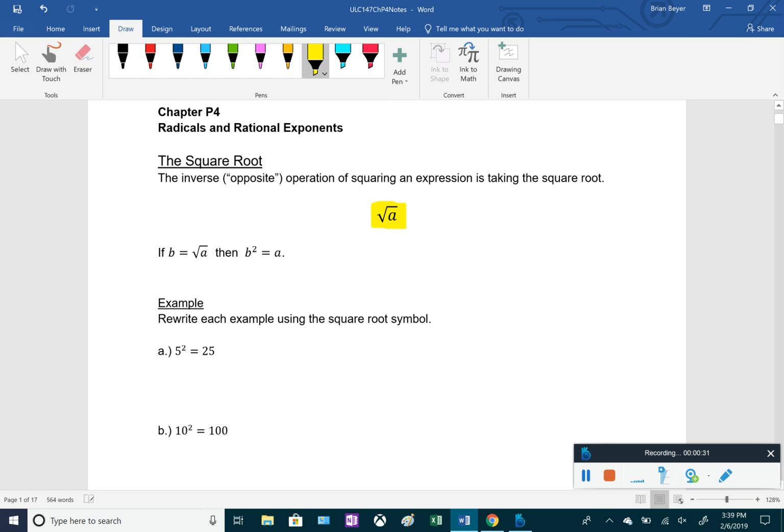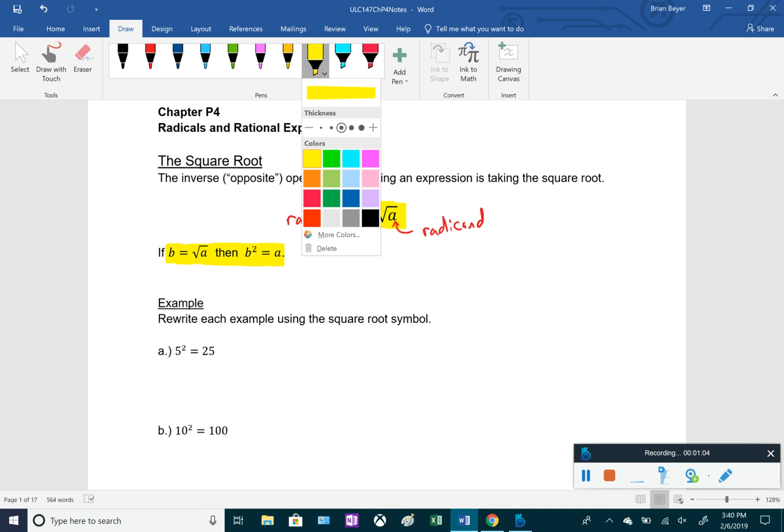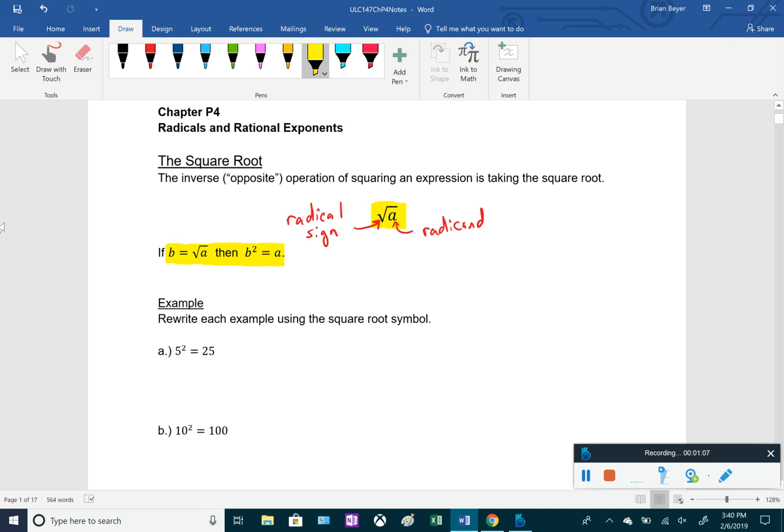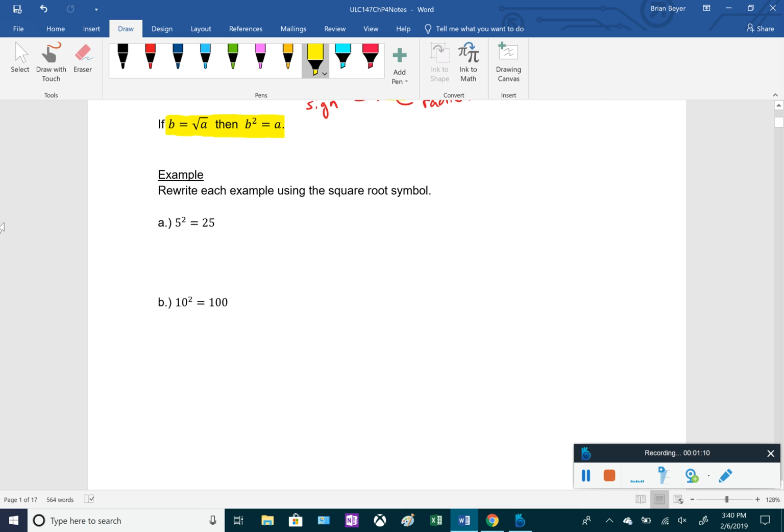So what we have right here is the square root of a. That is the radical sign. We could call it the square root of a or radical a. They both mean the same thing. Whatever is underneath the radical is called the radicand. So the radicand here would be that a. And the relationship between square root and squaring is if b equals the square root of a, then that means b squared equals a.